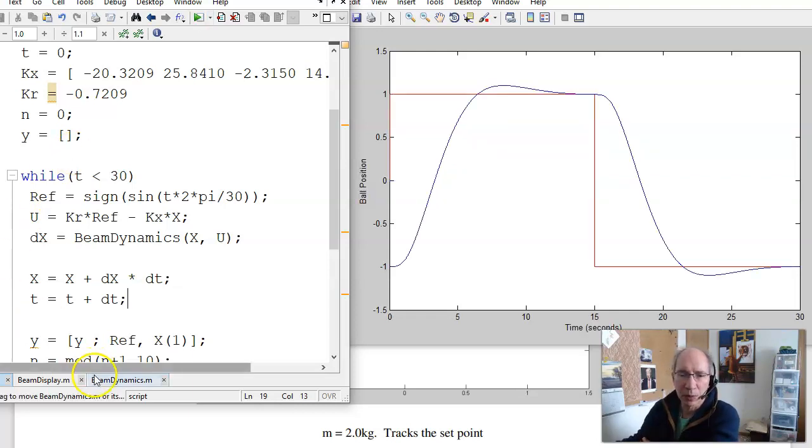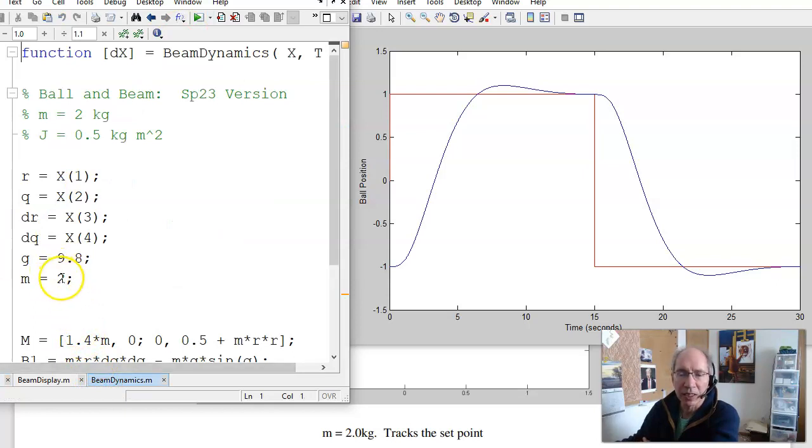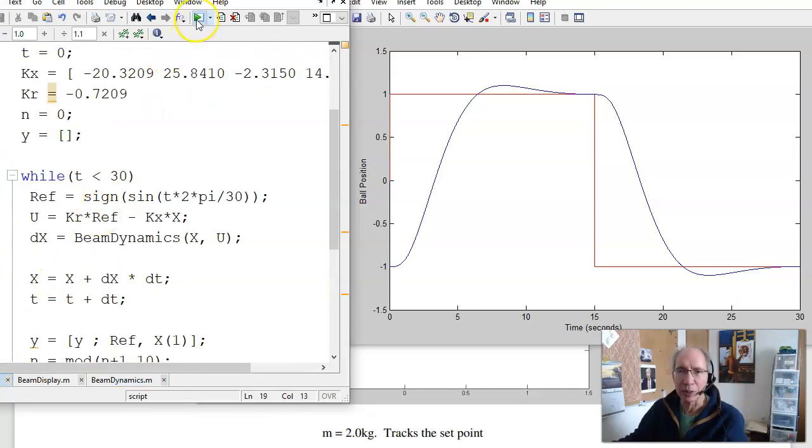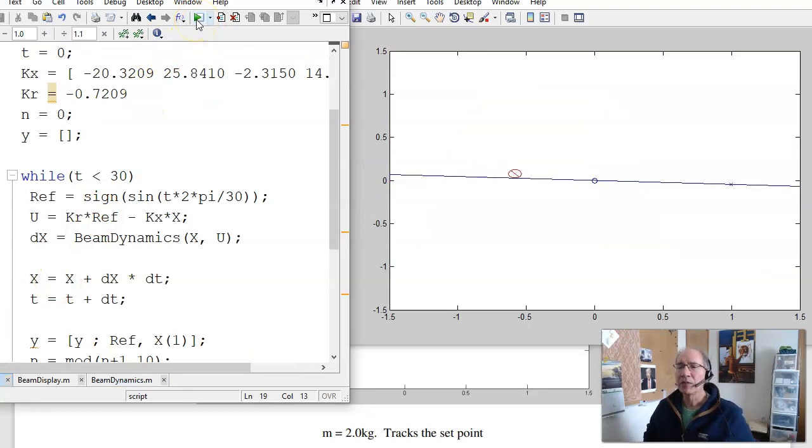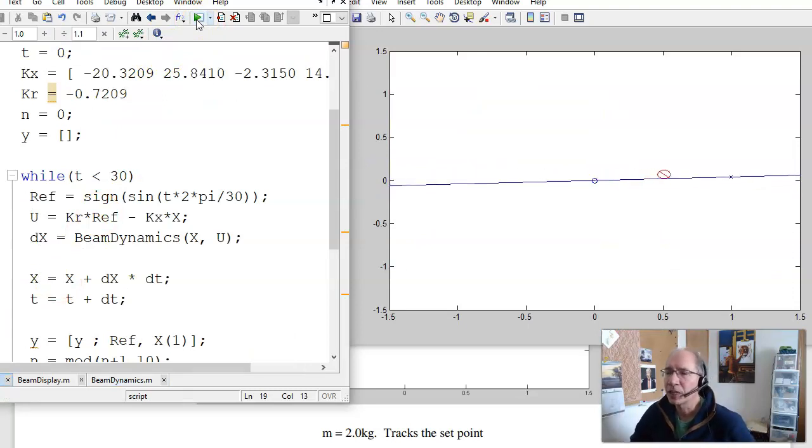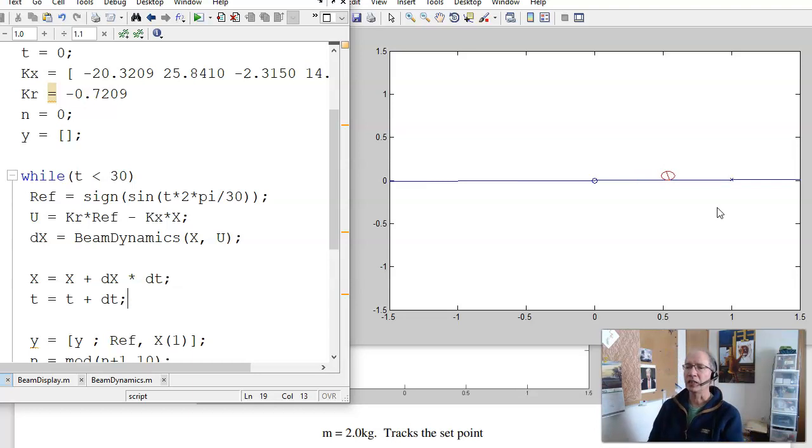So if I go over here in beam dynamics, I can set the mass of the ball. It's supposed to be 2 kilograms. Change it to 1.5. Actually, I'm going to make it 1.9 because 1.5 made it go unstable. If I make it 1.9, now the ball's not as heavy as it should be. The torque on the beam that I'm expecting isn't as large as it should be. So likewise with this control law, I missed the target. That's a constant steady state error with a constant disturbance.